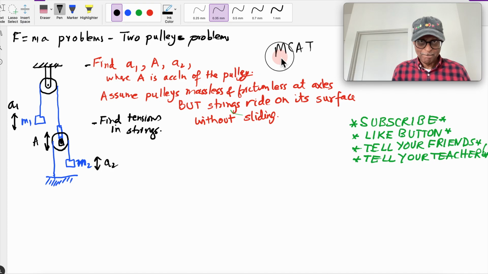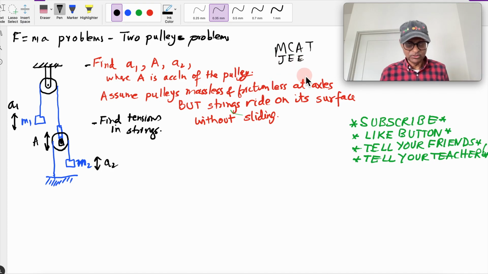MCAT or JEE or any medical or engineering admission test. Okay, or even physics test, physics 1 test or mechanics course test.